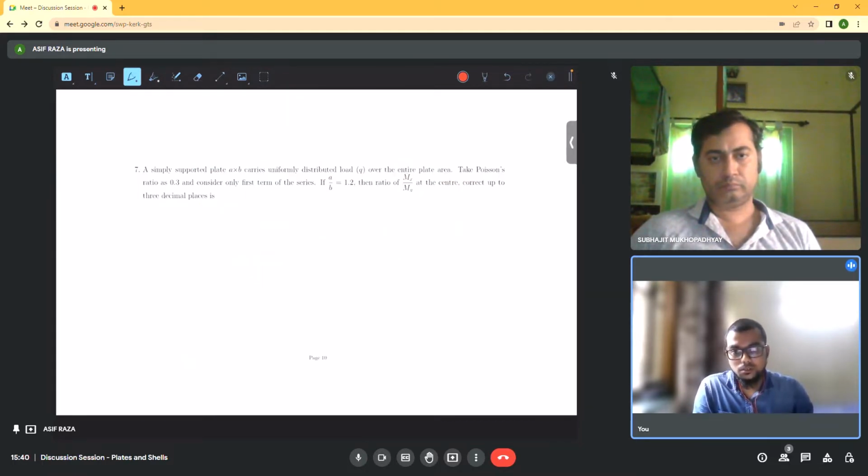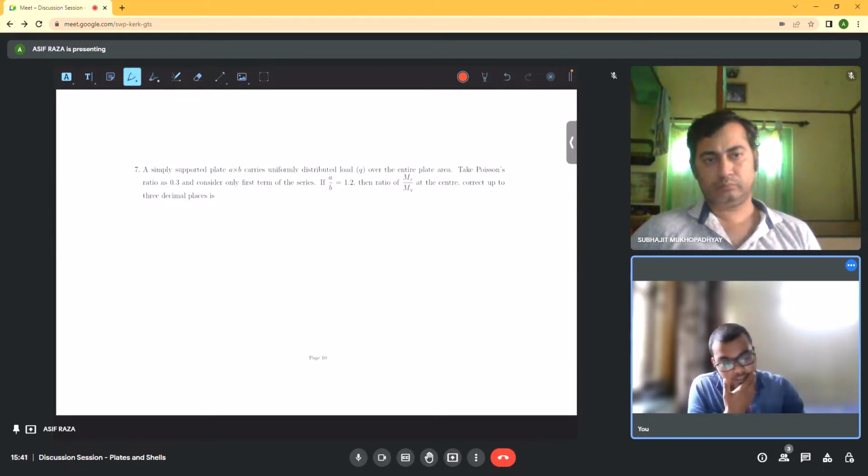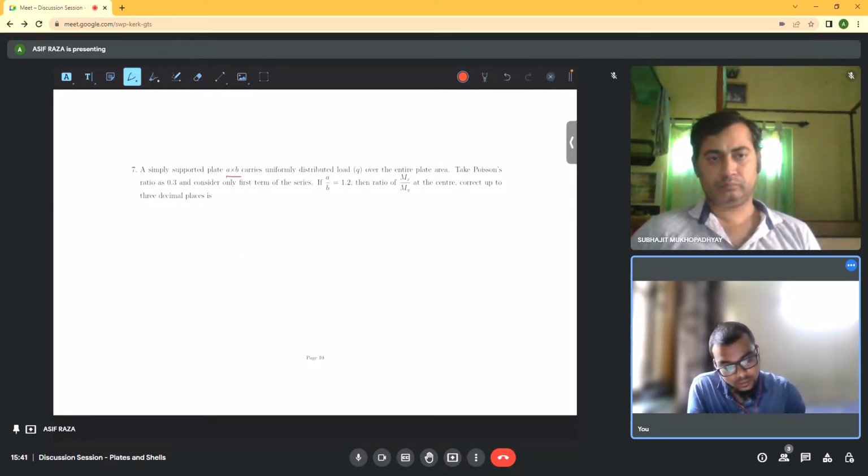Now let's solve this question. There is a simply supported plate with dimension A by B which carries a UDL Q over the entire plate. Poisson's ratio is given as 0.3. Here again we need to consider only the first term of the series, and the A by B value has been given as 1.2. We need to find the ratio of Mx upon My at the center, correct up to 3 decimal places.